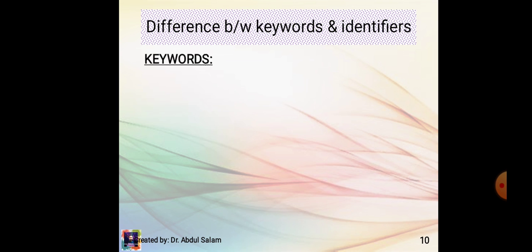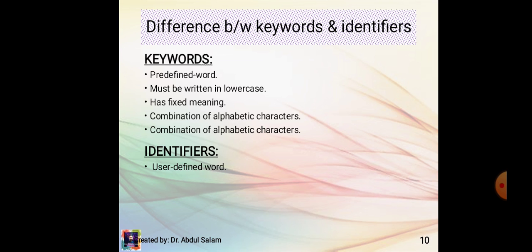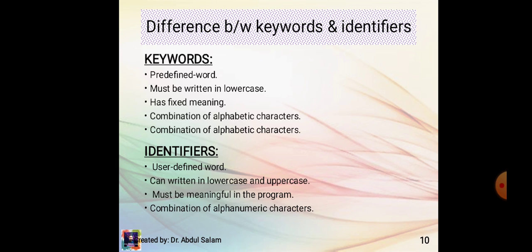What is the difference between keywords and identifiers? First of all, keywords. A keyword is a predefined word and it must be written in lowercase. It has fixed meaning. It is a combination of alphabetic characters. And what are identifiers? Identifiers are user defined words that can be written in lowercase and uppercase. Must be meaningful in a program. And it is a combination of alphanumeric characters. Underscore character is considered as a letter.